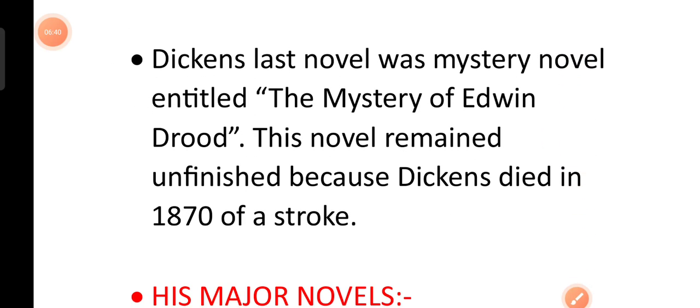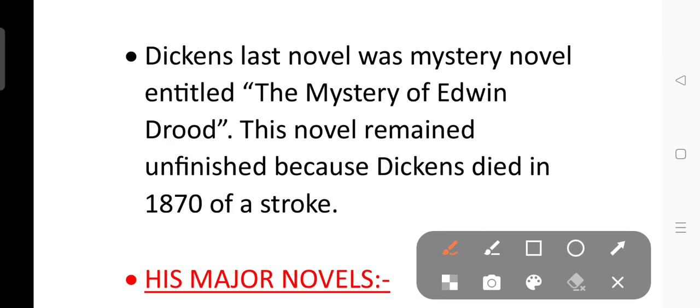Understood? Then Dickens's last novel was a mystery novel entitled The Mystery of Edwin Drood. This novel remained unfinished because Dickens died in 1870 of a stroke. So his last novel was The Mystery of Edwin Drood. You will get the question about his first creation or his last creation, and maybe they will ask about the unfinished work of Dickens. Understood?